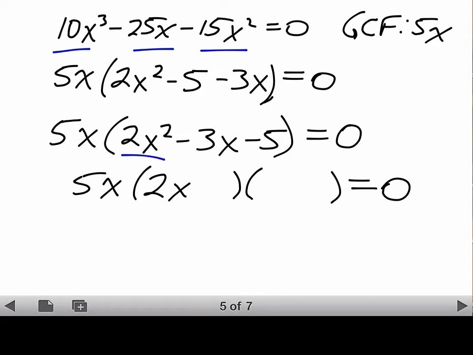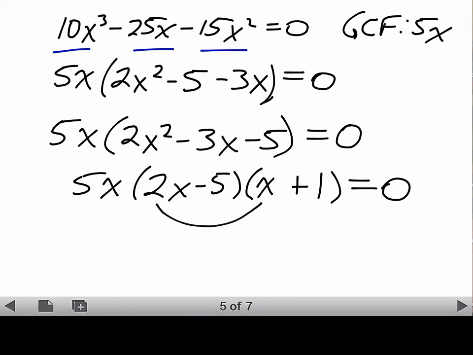Now for the first term we have 2x squared. That'll turn out to be 2x and x. And then the last term is negative 5, so I need factors that'll multiply to be negative 5. I'm thinking a minus 5 in the first set of parentheses and a plus 1 in the last set. I kind of guessed my way through this factoring, so I should check it.